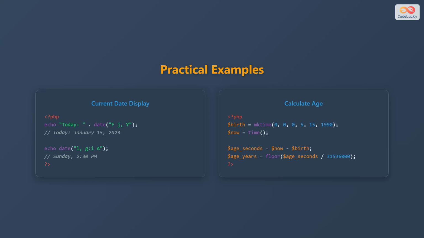Here is another example on how to calculate someone's age. First, create a variable named birth and set it to the result of calling the mktime function with their birth date. Then, set the variable now to the time function. After that, create a variable called age seconds and assign it the result of subtracting birth from now. Finally, create a variable called age years and assign it the result of passing age seconds divided by 315,360,000 to the floor function.